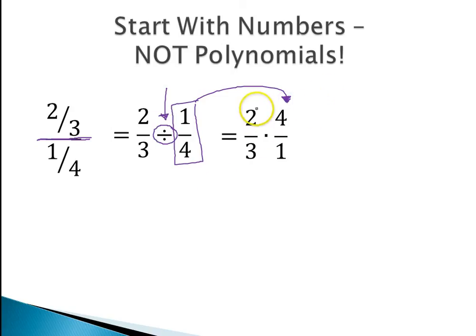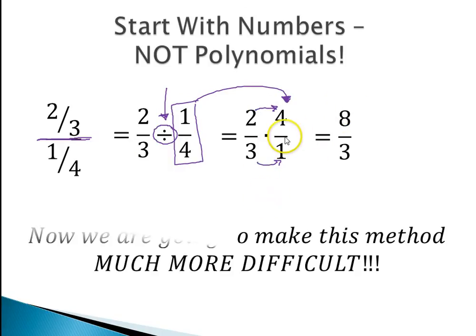When you multiply fractions, remember, you're multiplying the top and multiplying the bottom, so we have 8/3. Remember, when we have fractions and it's multiplication or division, we do not have to have common denominators. Just multiply straight across.